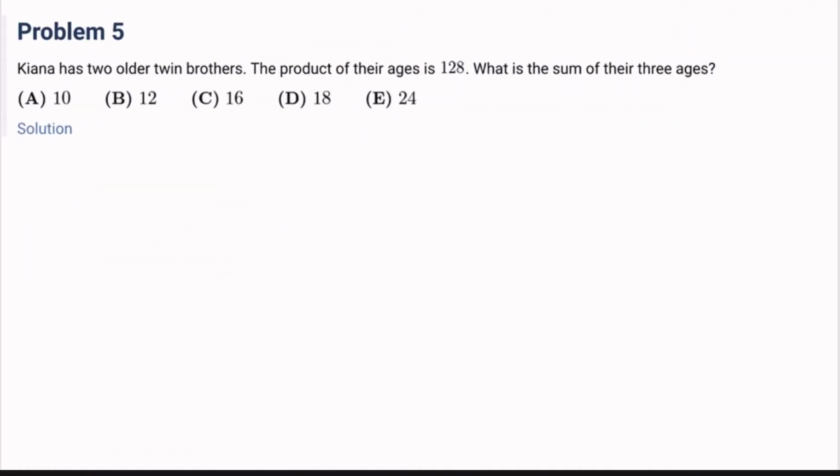Number 5. Kiana has 2 older twin brothers. The product of their ages is 128. What is the sum of their 3 ages? Let's say that the ages are A and B. A is the age of the brothers, and B is the age of Kiana. So here, their product is 128. So A squared times B equals 128. And 128, we know this is 2 to the 7th power.